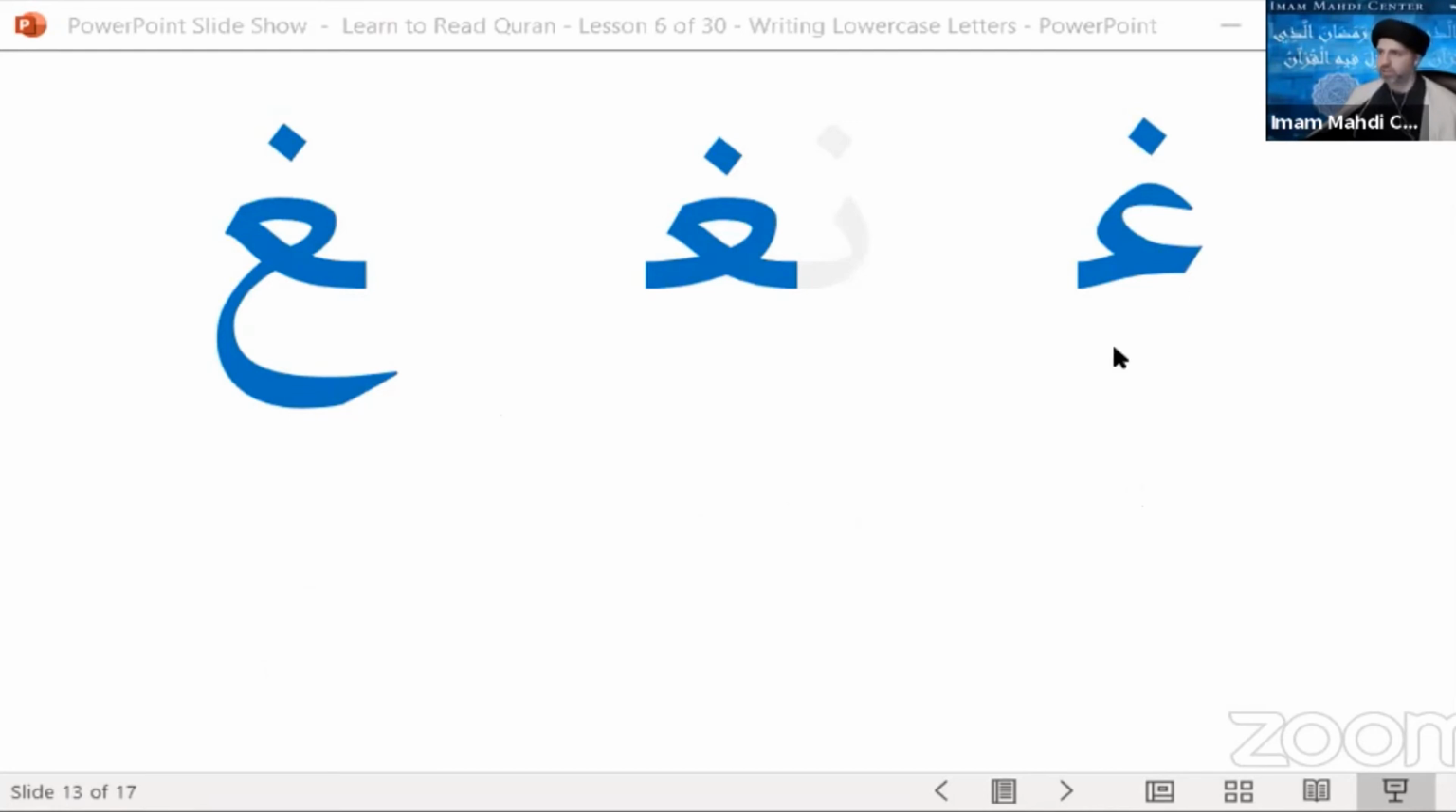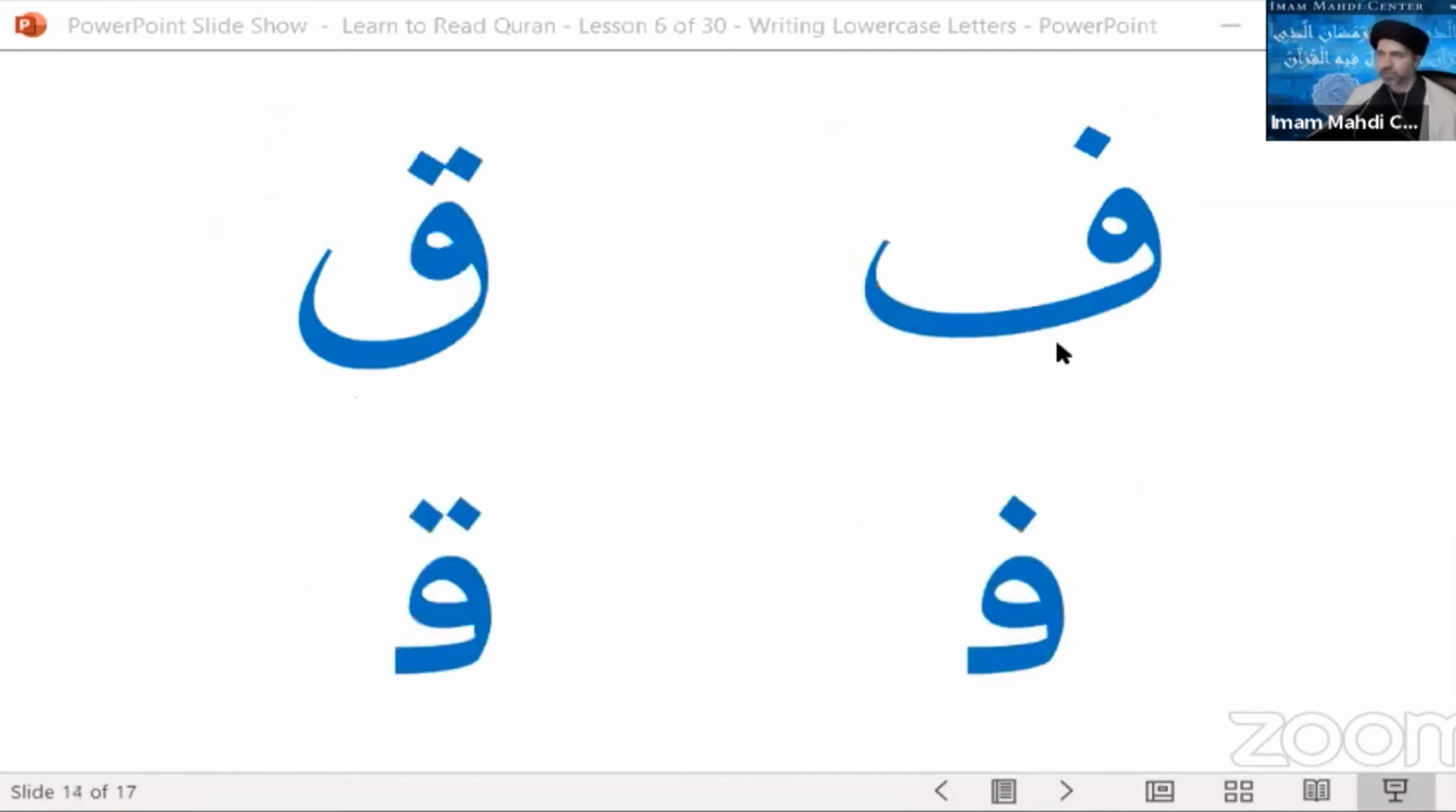Now to our next set. And this is the Fa and the Qaf. They look kind of similar in their capital forms. The Fa has a flatter bottom like the Ba and the Ta and the Tha, but the Qaf has a round bottom form like the Nun. But when they're in their lowercase, they look exactly the same, except the difference is Fa has 1 dot on top and Qaf has 2 dots on top.